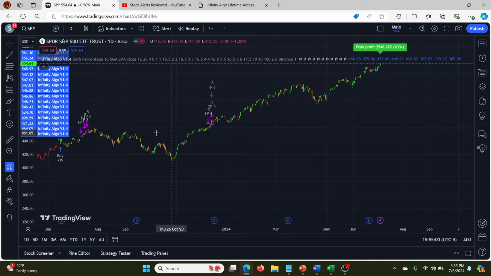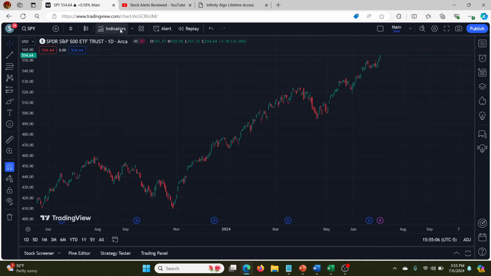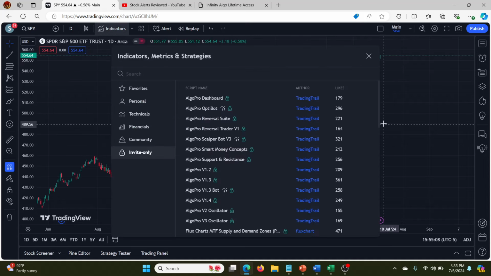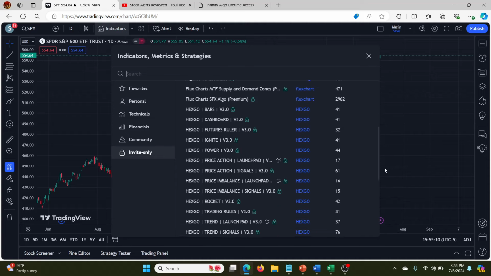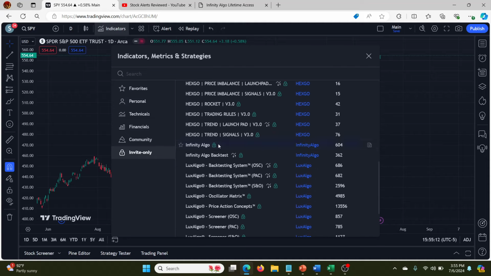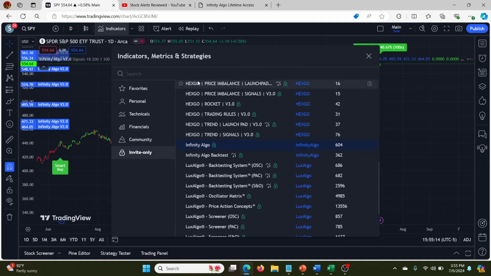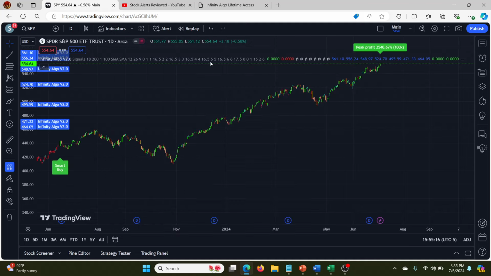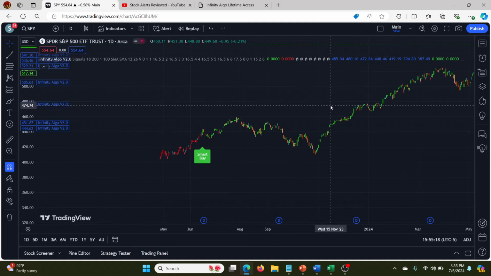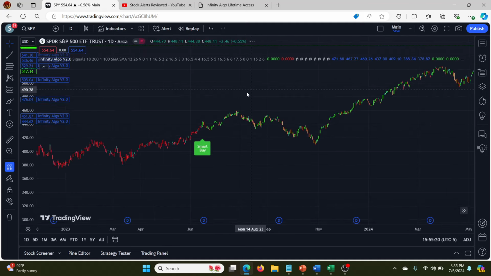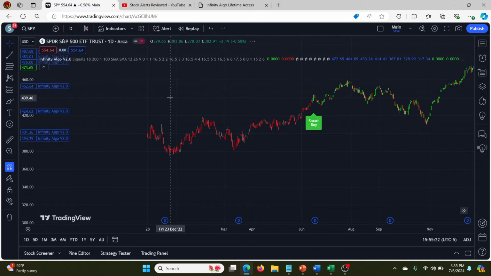Instead of the backtesting chart, which isn't very helpful, looks kind of messy, I'm going to pull up the actual alerts, right? So I'm going to go into indicators, go down to Infinity Algo, and hopefully that'll show us the actual trades on the daily chart. So this is the settings. You can see Smart Buy here. It's really run up really nicely.